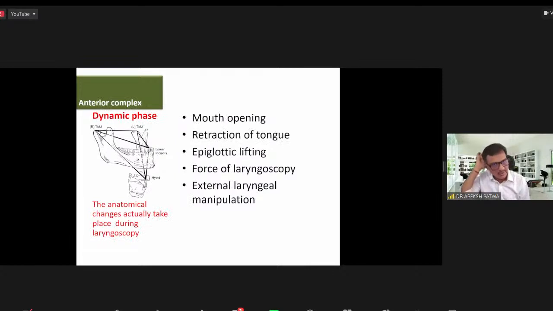Now what is the dynamic phase? The dynamic phase means the anatomical changes which take place during the performance of the laryngoscopy. Like we are opening the mouth, we are retracting the tongue, we are lifting the epiglottis. These are actual anatomical changes happening during the laryngoscopy. That's why it's called the dynamic phase of laryngoscopy, and it's governed by the anterior complex, the anterior anatomical structure of the neck. Now, what is the anterior complex?